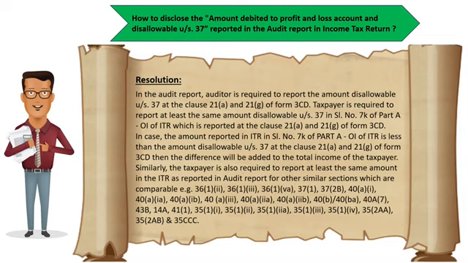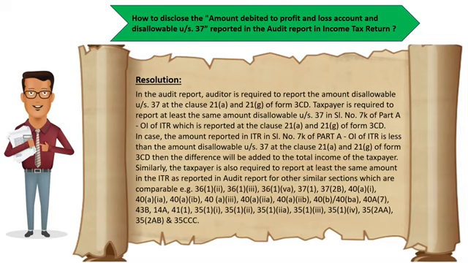In case the amount reported in income tax return in serial number 7K of Part A OI of ITR is less than the amount disallowable under Section 37 at Clause 21A and 21G of Form 3CD, then the difference will be added to the total income of the taxpayer. Similarly, the taxpayer is also required to report at least the same amount in the income tax return as reported in audit report for other similar sections which are comparable.